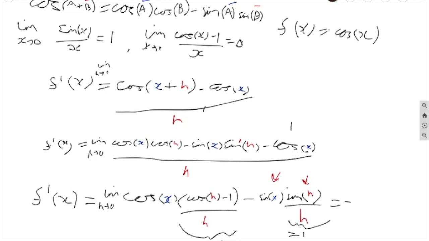Or in other words, minus sine of x. And there we go. We've differentiated cos and sine of x, both together using the definition.